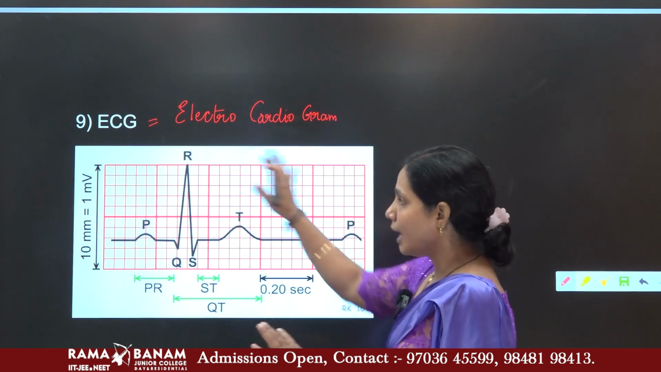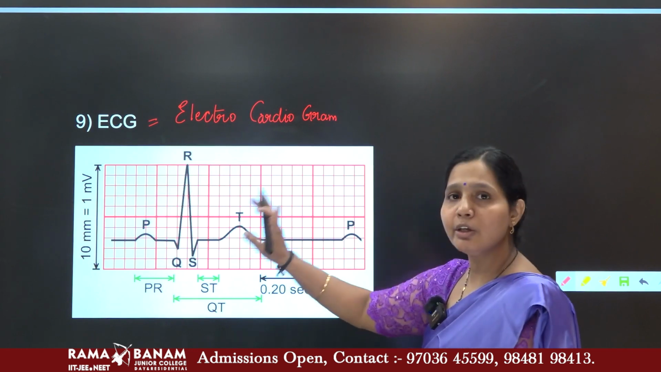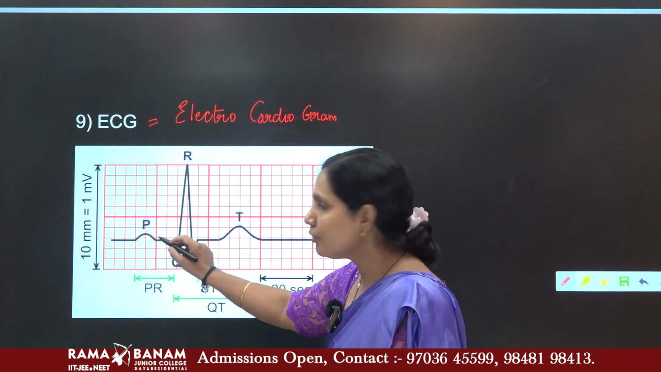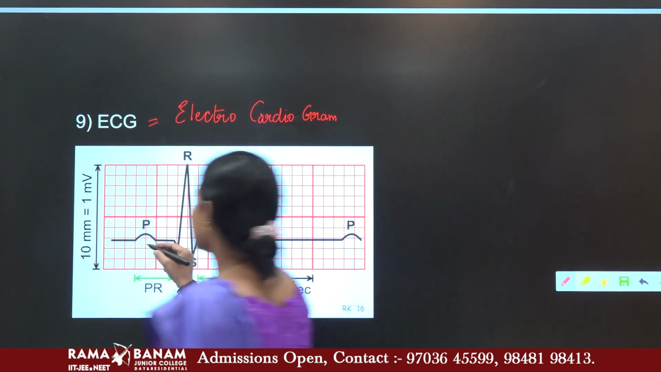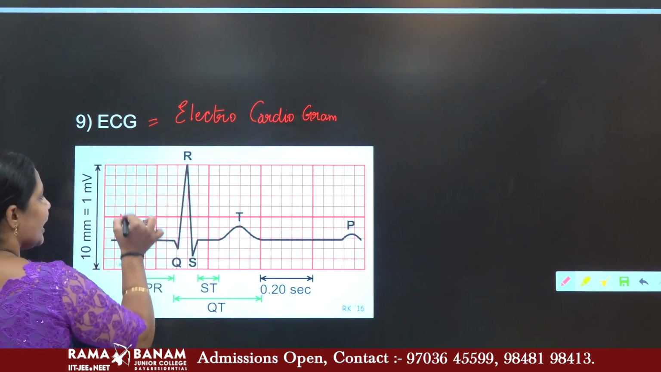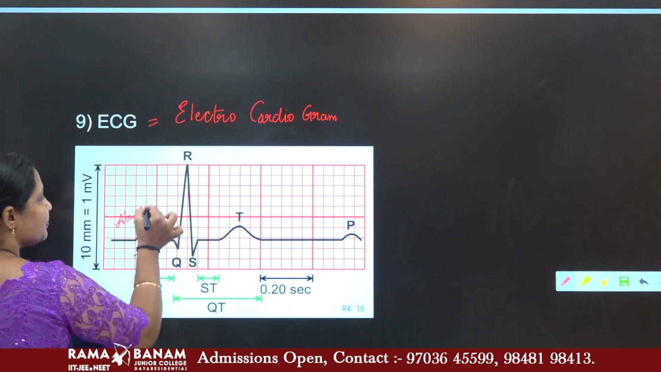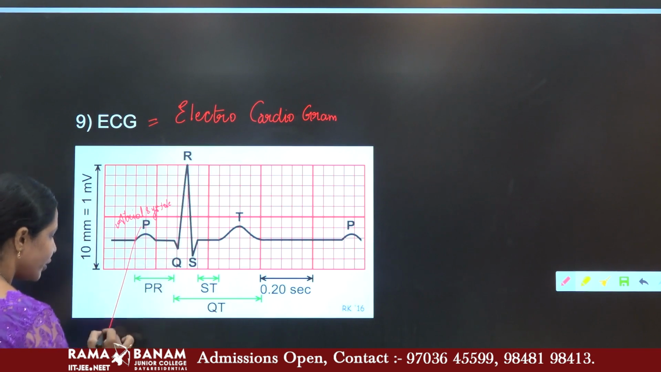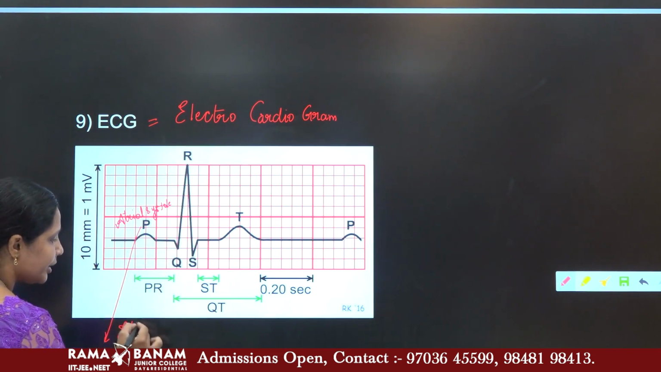So, the entire activity of the heart is recorded in the form of a graph like this. A small P wave which is there corresponds to atrial systole, or what is known as atrial depolarization.